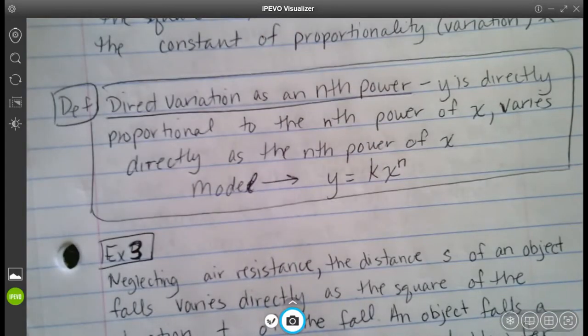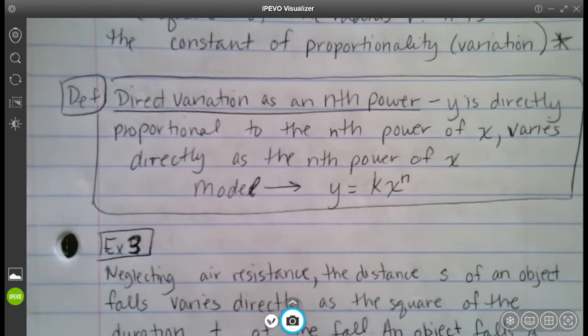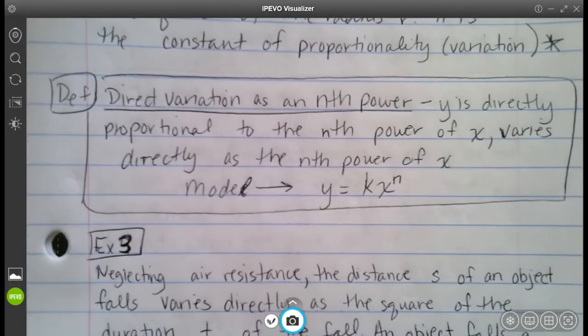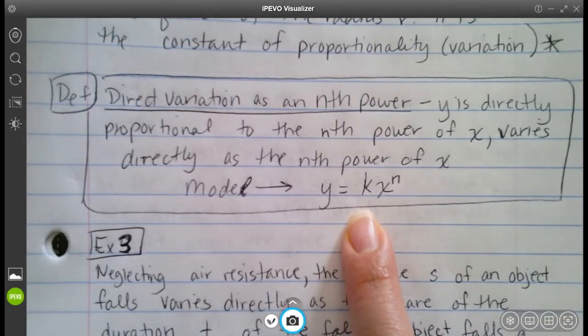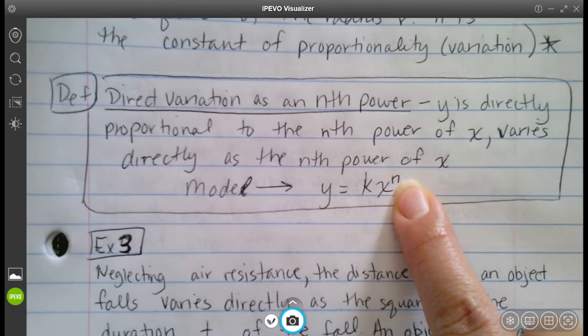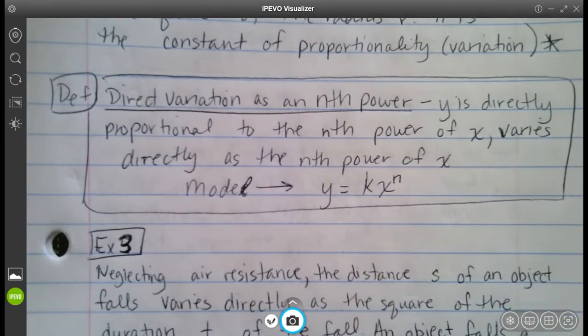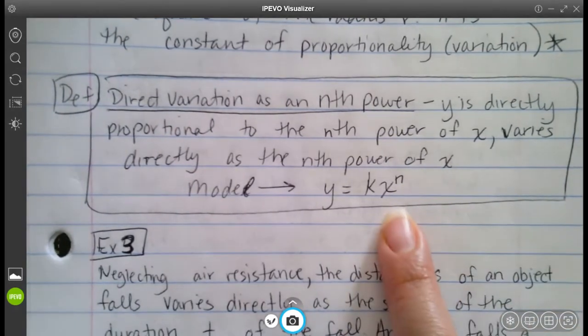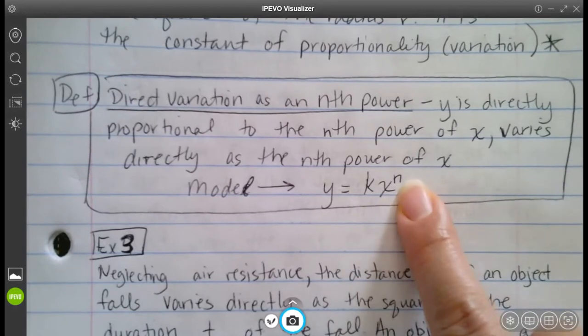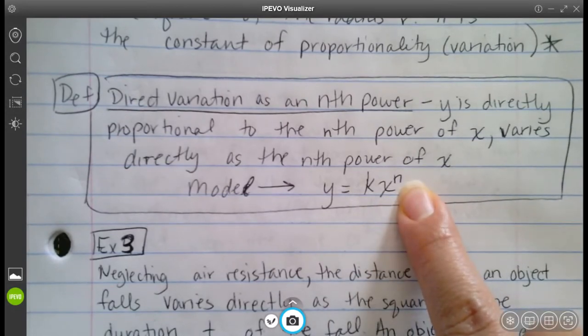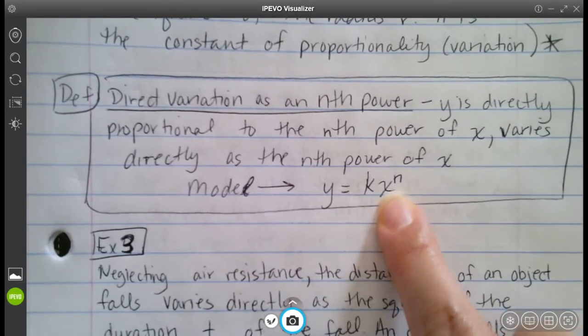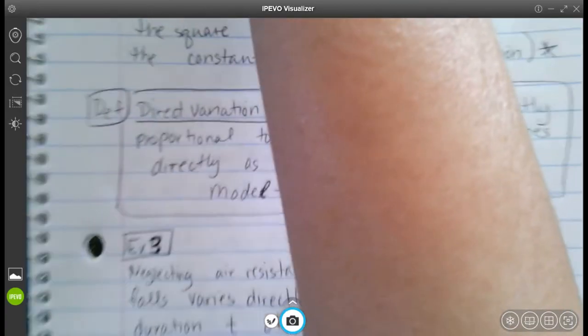Let's look at the definition now officially. Direct variation as an nth power: y is directly proportional to the nth power of x, or y varies directly as the nth power of x. Here is the model. It is very similar to the first one, except that now it has a power. Please note that the first example we did is actually this same one where n is equal to 1. This power of 1 is going to give us the same variable here. Let's go ahead and look at an example.